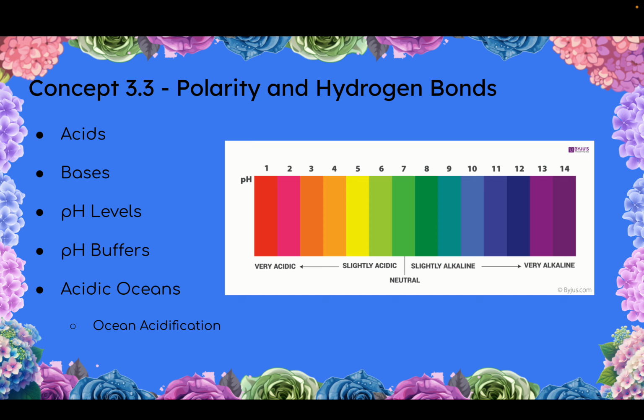Okay, there's also the pH scale. The pH scale is basically a way of measuring the acid-base level. As you can see in this photo here, the lower the pH number, the more acidic the solution is, and the higher the number, the more alkaline or basic the solution is.